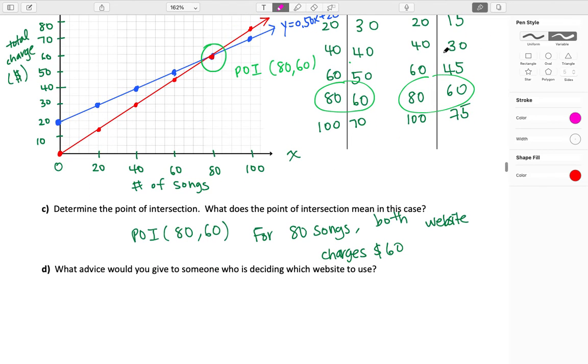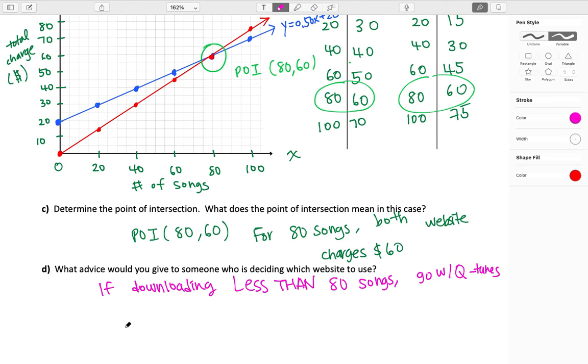Okay, so that's how you decide based on the point of intersection. If downloading less than 80 songs, go with Q Tunes. If downloading more, go with Cold Wire. These are the sentences that I need to see: less than or more than the point of intersection.